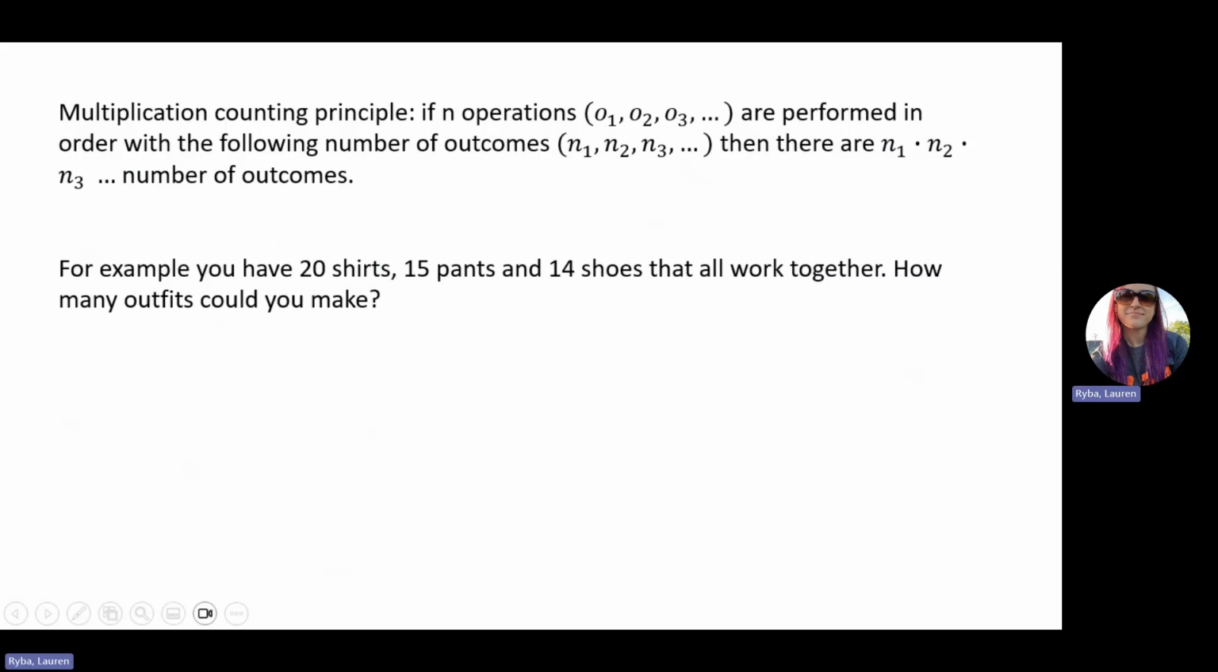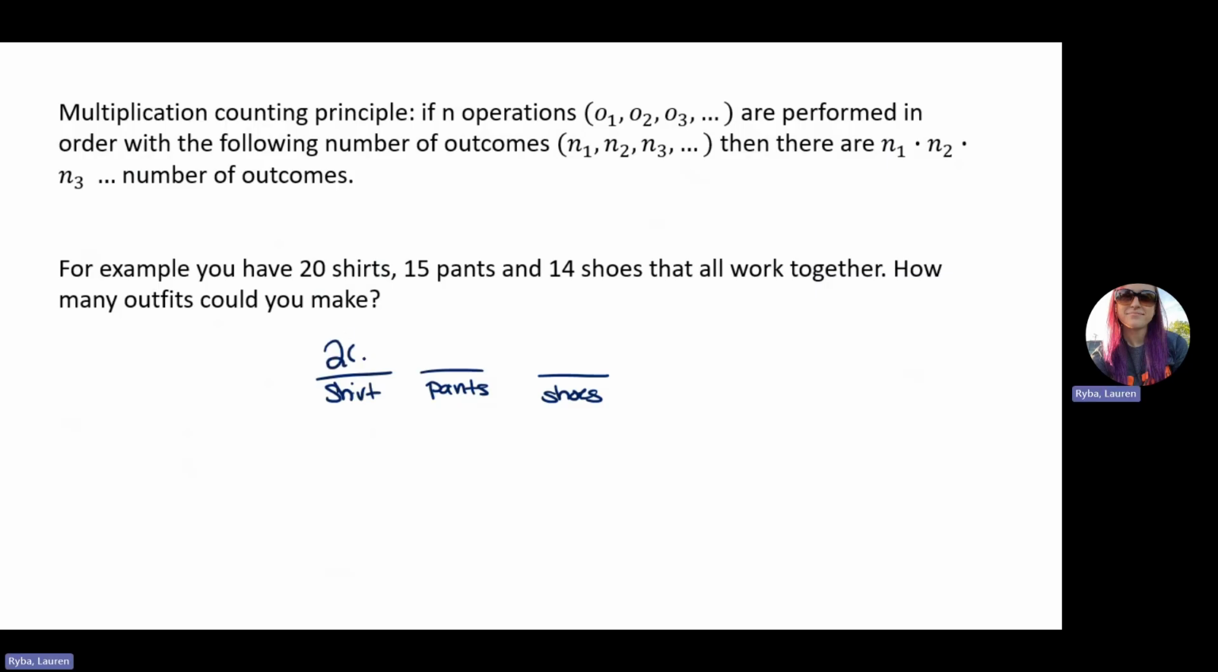An example here says you have 20 shirts, 15 pants, and 14 shoes that can all work together to form an outfit. How many outfits could you make? So here's what we're doing. In order to leave the house, I need to have a shirt on, a pair of pants on, and some shoes on. I cannot get into any public building without shirt, pants, and shoes.